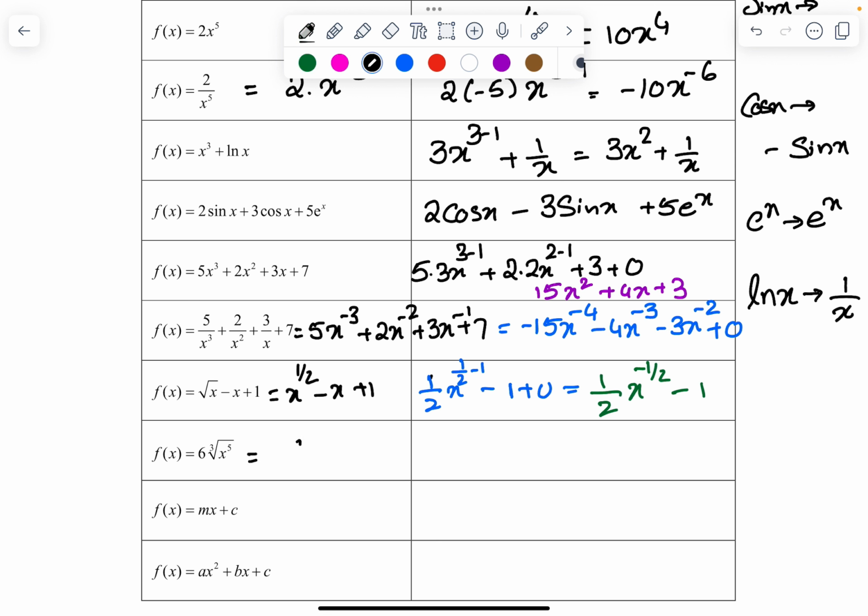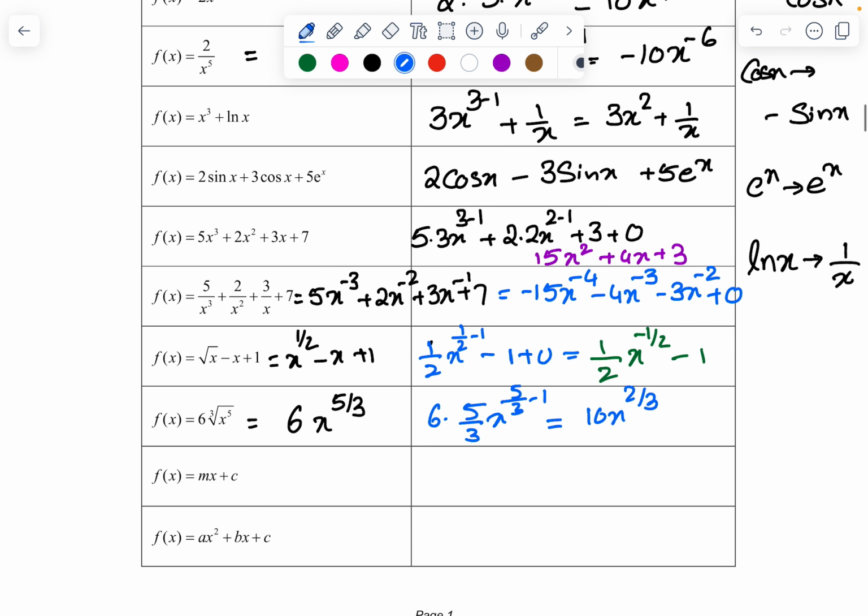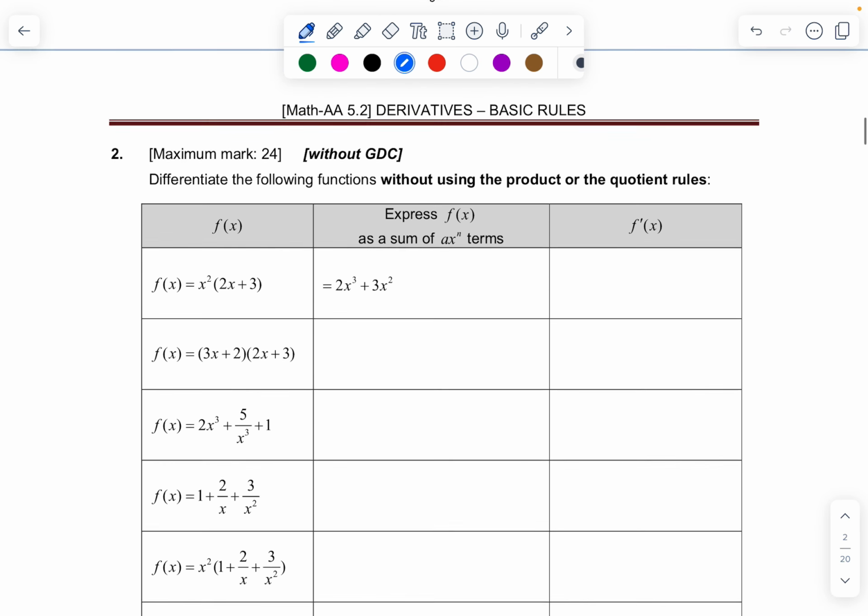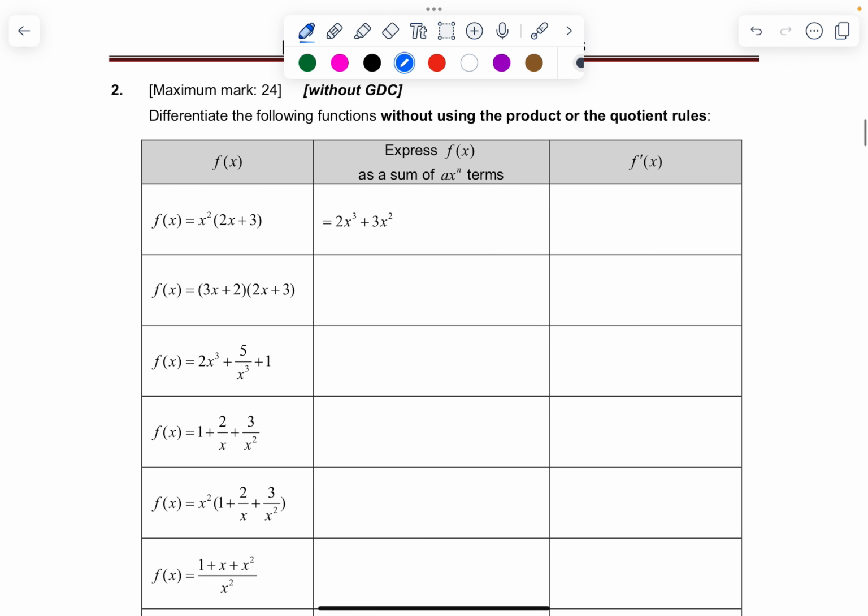This in the standard form is 6x to the power of 5 upon 3. So the derivative is going to be 6 times 5 upon 3 x to the power of 5 upon 3 minus 1, which is 10 x to the power of 2 upon 3. mx derivative is m and c derivative is 0. Then ax squared and bx derivative is b. That is the first question.